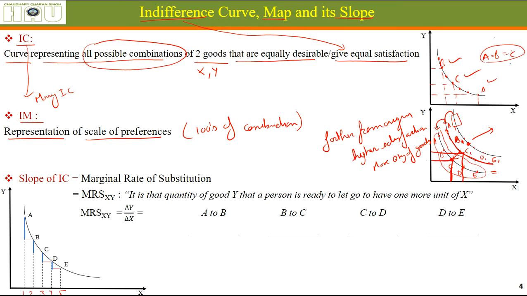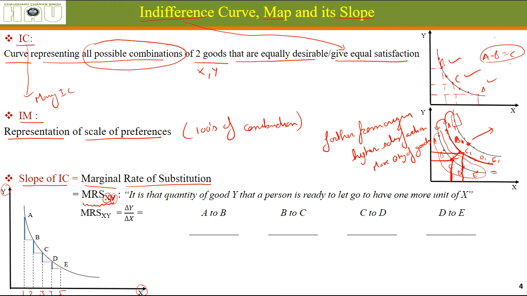Okay, so what is the slope of an indifference curve? The slope of an indifference curve is also called the marginal rate of substitution. What do we mean by marginal rate of substitution? First of all, let's understand how we write it. MRS, and in subscript there is X and Y. The position of X and Y is very critical. The good that comes first is the good on the X axis, and the good that comes second is on the Y axis.